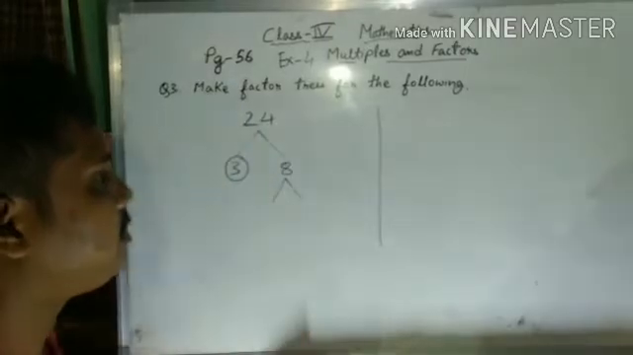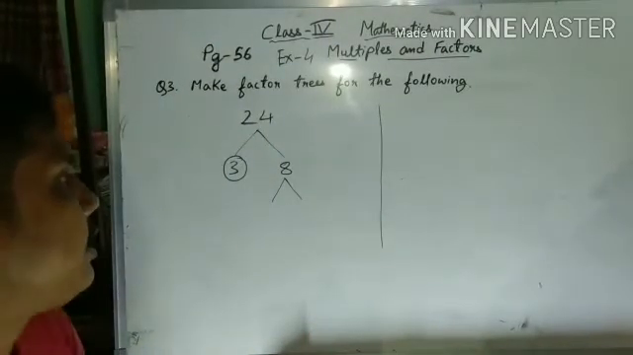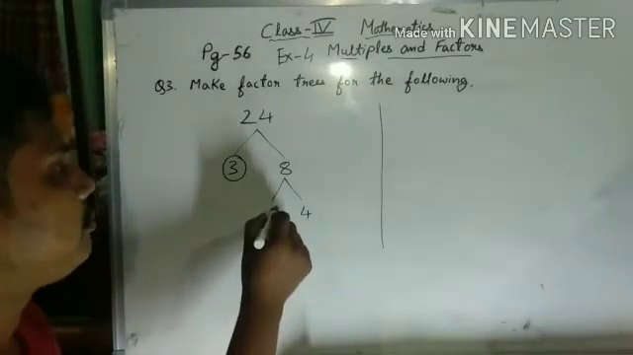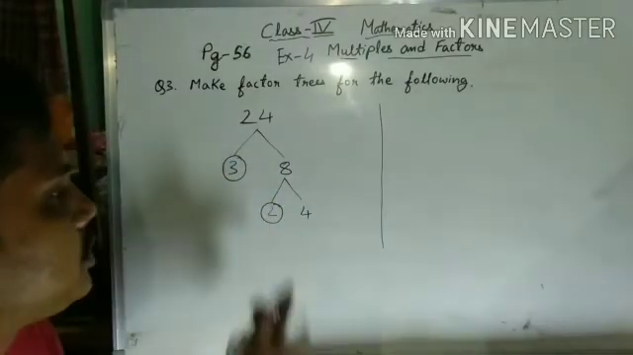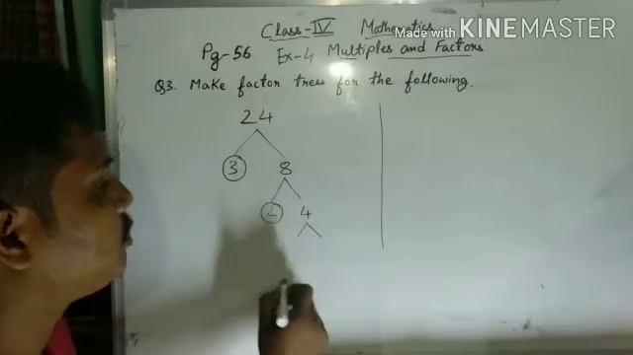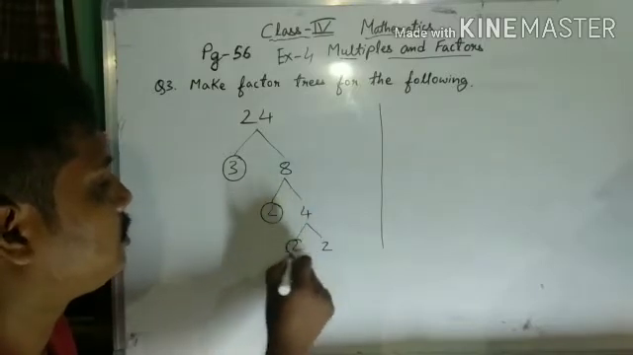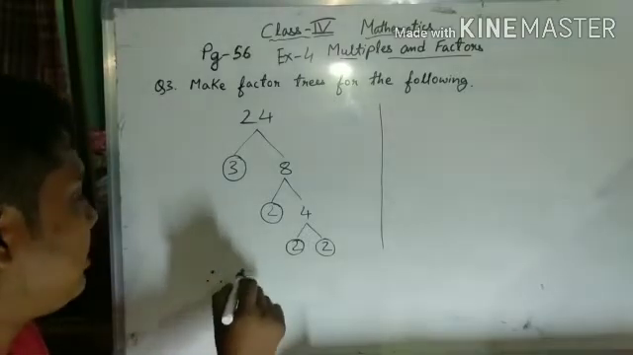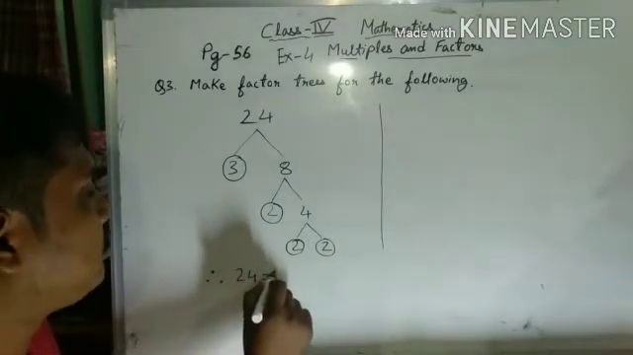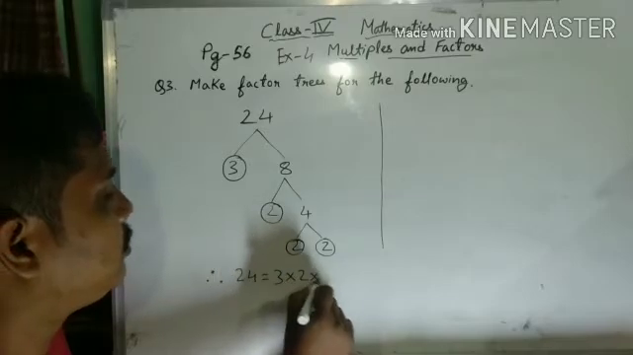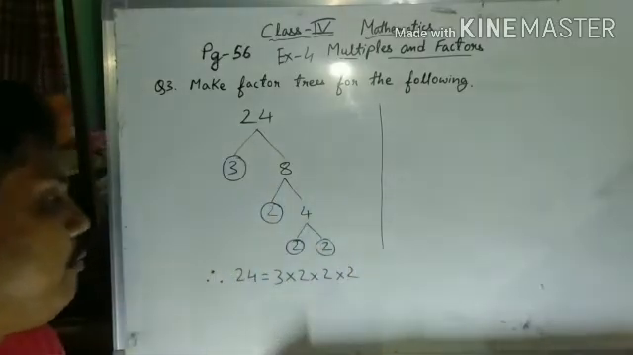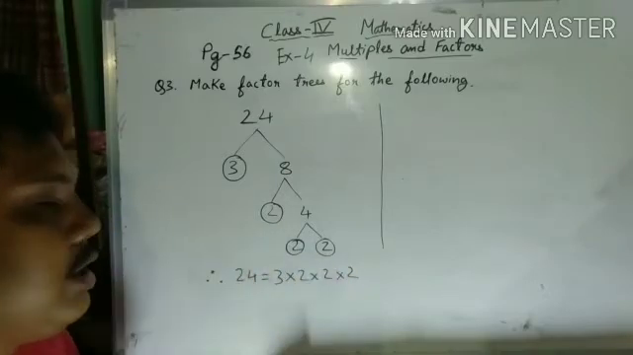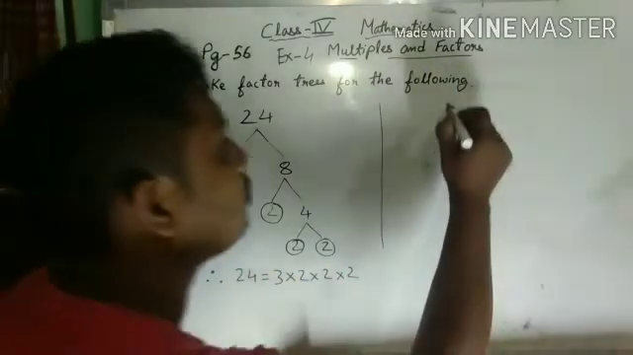Next, 8. For 8 we can write 2 fours are 8. 2 is a prime number, so we will circle it. 4 is not a prime, so again we do 2 twos are 4. This 2 is a prime number. Our factor tree is finished. Therefore we can write 24 is equal to 3 into 2 into 2 into 2. 3 twos are 6, 6 twos are 12, 12 twos are 24. We can do it a different way.